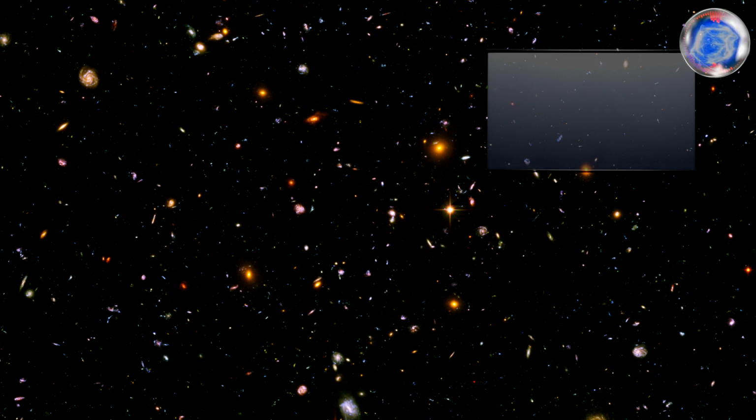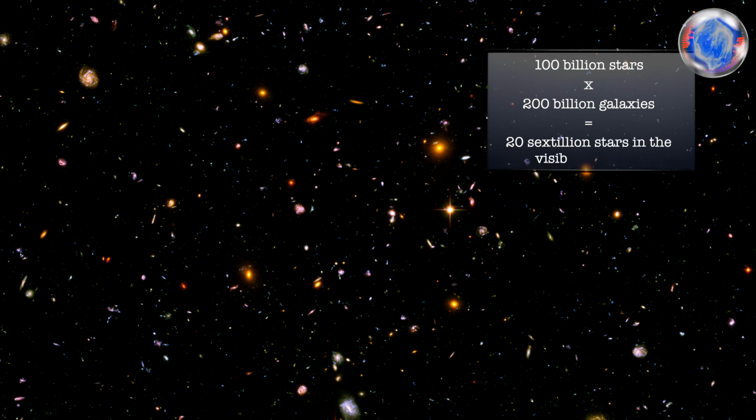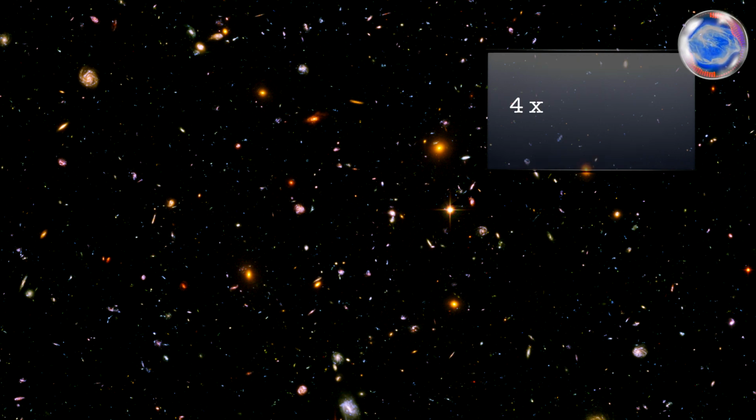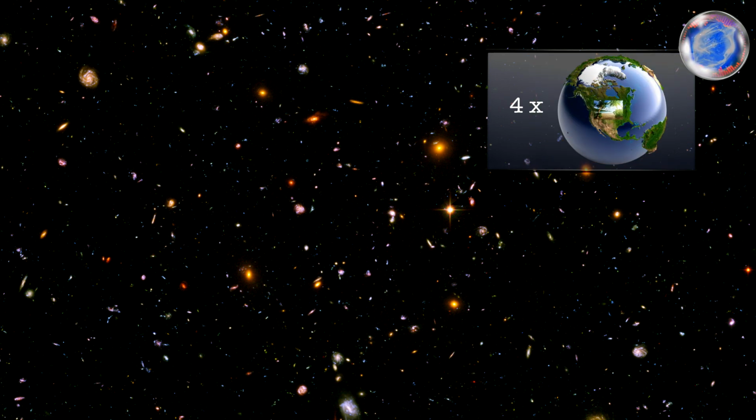Each galaxy contains on average 100 billion stars, and there are approximately 200 billion galaxies, so there are approximately 20 sextillion stars in the visible universe. That's like a 20 with 21 zeros after it. Is there an easier way to visualize how many stars that is? Here's a comparison that might help. There are approximately 4 times as many stars in the universe as there are grains of sand on all beaches on all of planet Earth. Yep, that definitely lends to a better understanding of just how immense our universe is.